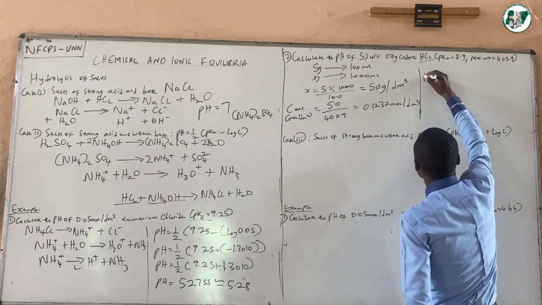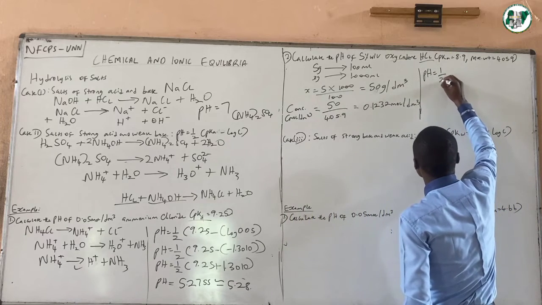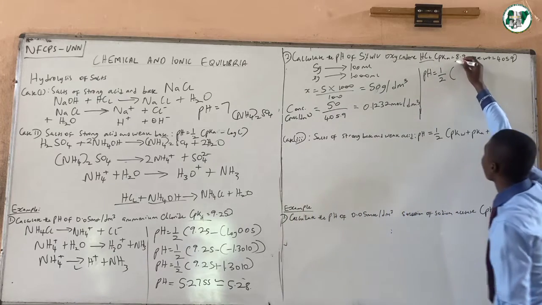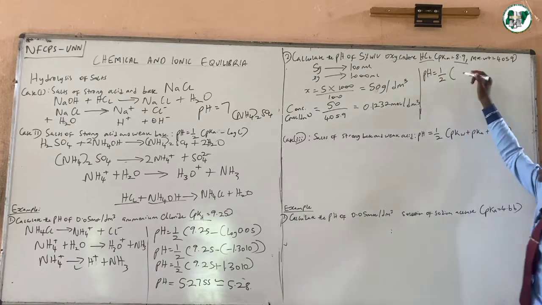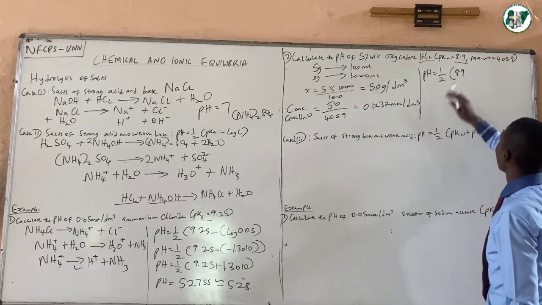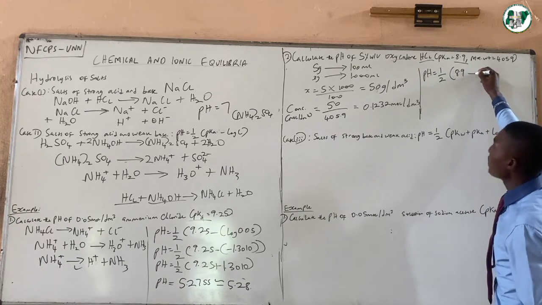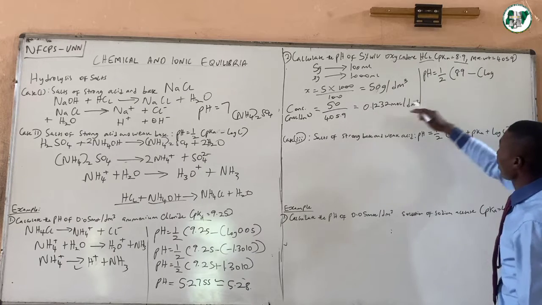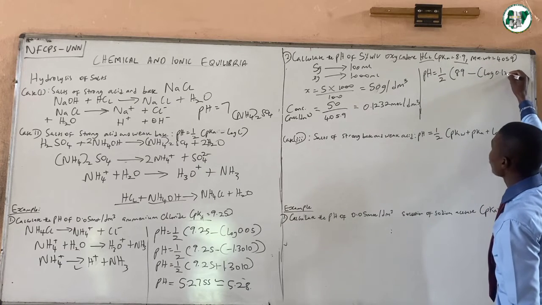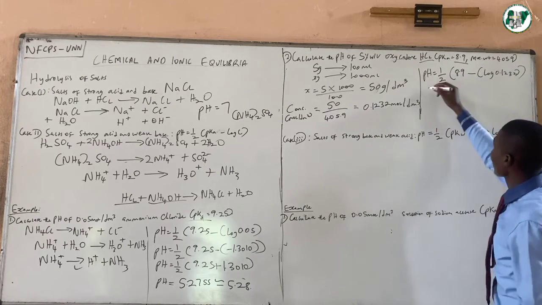Our pH is equal to 1 over 2 bracket pKa minus log C. Our pKa, according to the question, is 8.9. What's our C? 0.1232. So we can now calculate for pH.